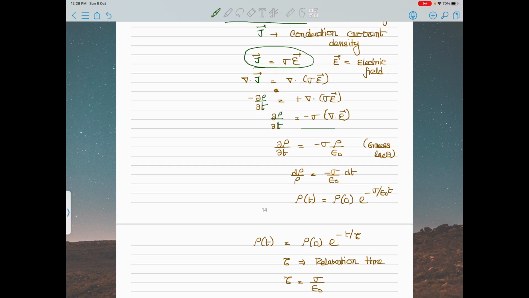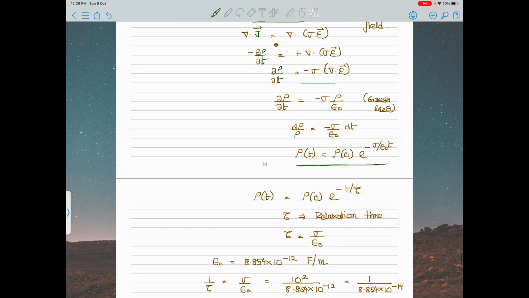Integrating this equation, we get an exponential expression: rho of t, the charge density at time t, is equal to the charge density at t equals 0, times e to the power minus sigma by epsilon naught t. We can also write rho of t as rho of 0 e to the power minus t by tau, where tau is the relaxation time.